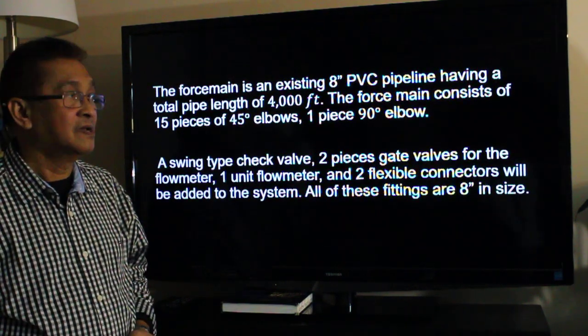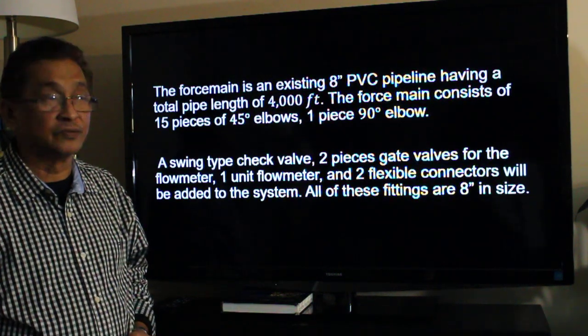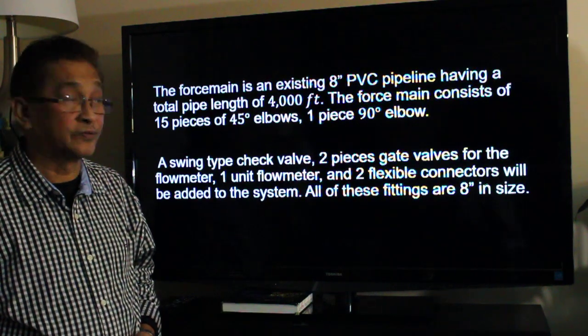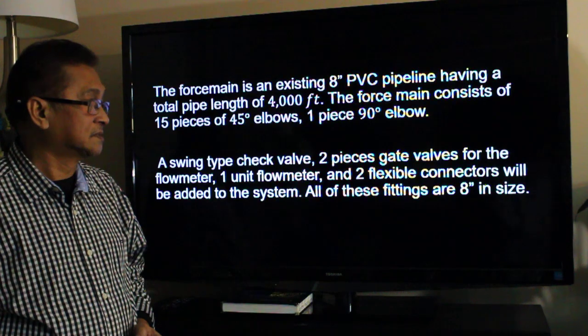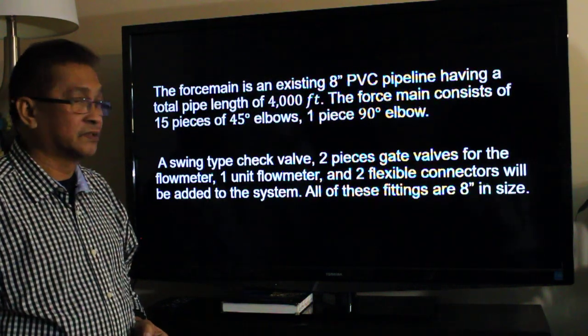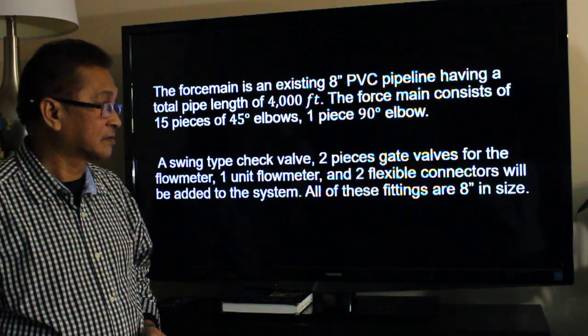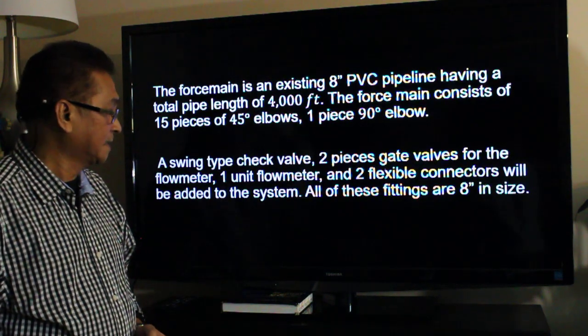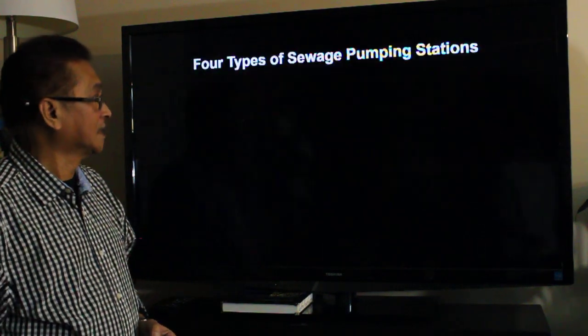The force main consists of 15 units of 45-degree elbows and one piece of 90-degree elbow. A swing-type check valve, 2 pieces of gate valves for the flow meter, 1 unit flow meter, and 2 pieces of flexible connectors will be added to the system. All of these fittings are 8 inches in size.